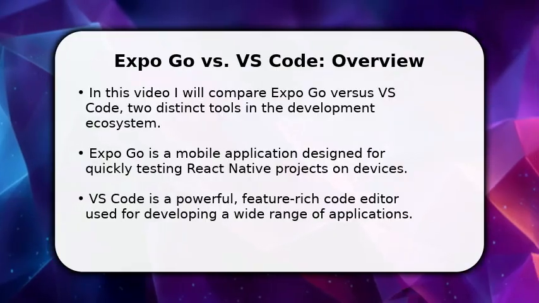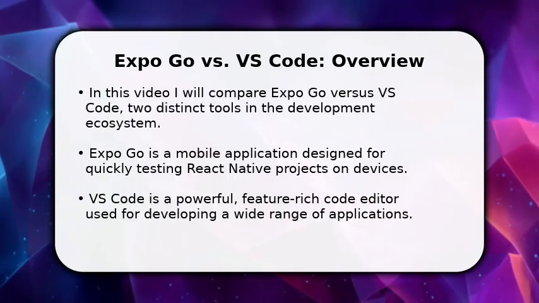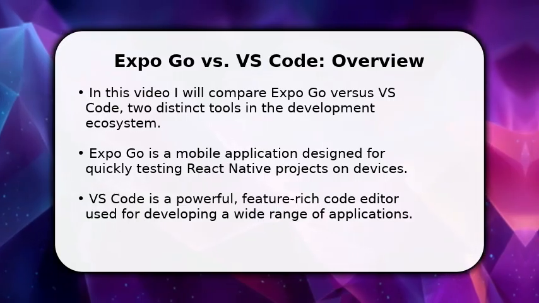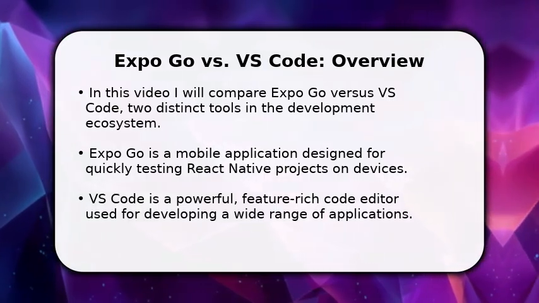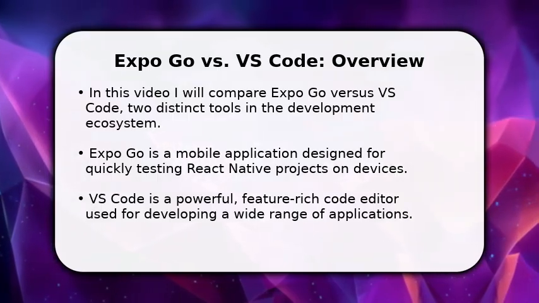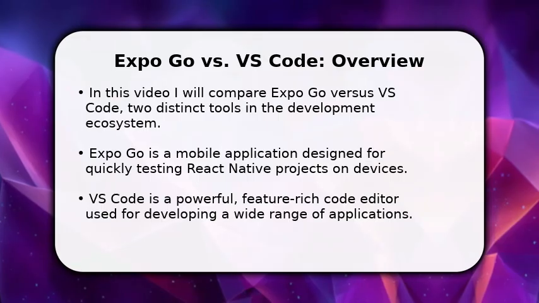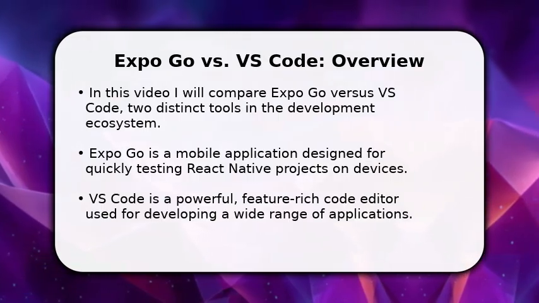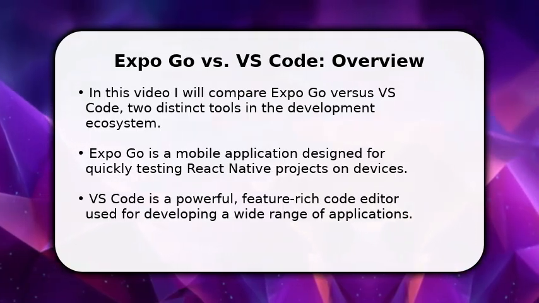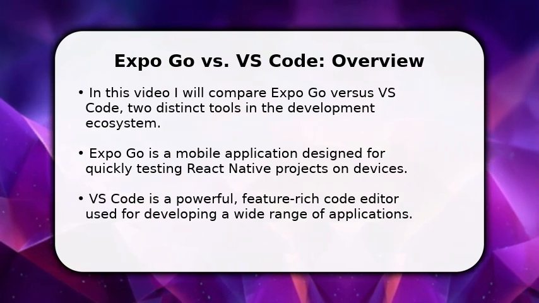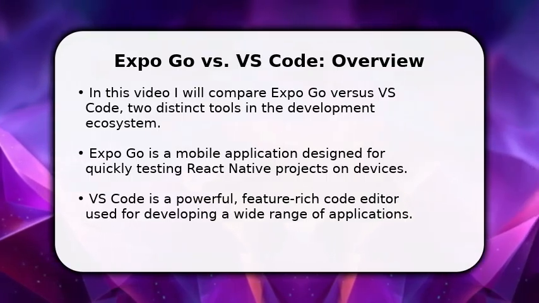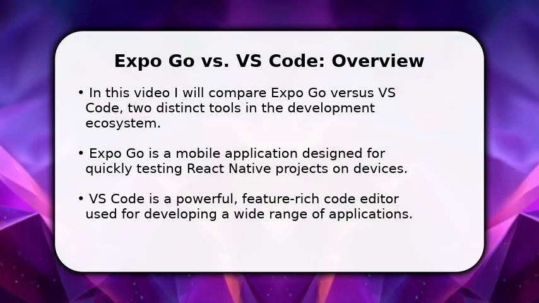In this video, I will compare Expo Go versus VS Code. Understanding the differences between these two essential tools can significantly streamline your development process. Expo Go serves as a convenient mobile app for instantly previewing your React Native projects on physical devices, offering a quick feedback loop. On the other hand, VS Code is a comprehensive code editor, providing a robust environment for writing, debugging, and managing various types of code. We will explore their unique strengths and ideal use cases to help you decide which tool, or combination of tools, best suits your project's needs.